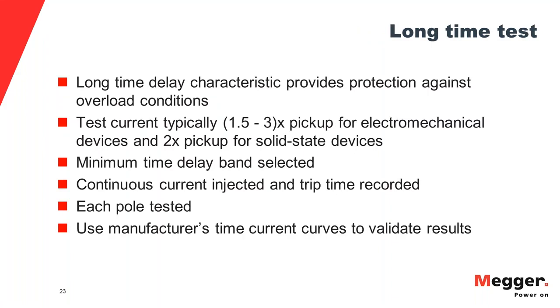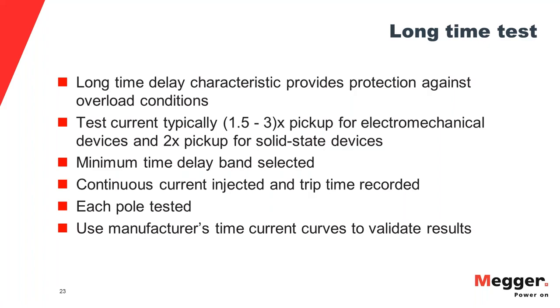The long time delay characteristic provides protection against overload conditions. This is a case where the current may increase, but it may not go up to a level seen in short circuit conditions. The current can result in eventual heating up of the breaker. So in this case, typically there will be a delay of a few seconds, but eventually the breaker will need to trip. The test current typically injected to test the long time delay is set at 1.5 to 3 times the pickup level.